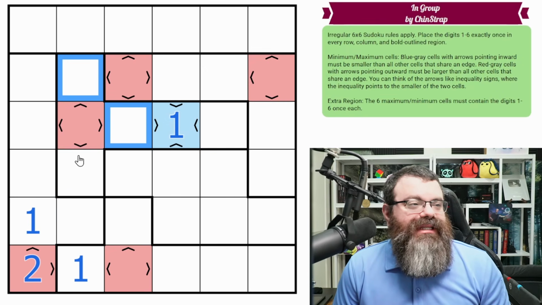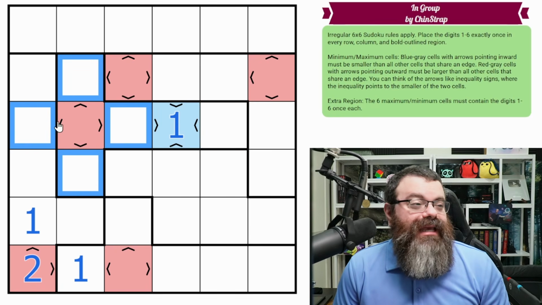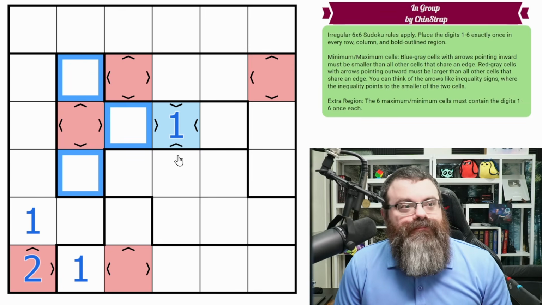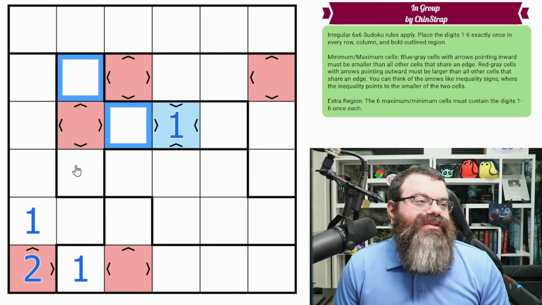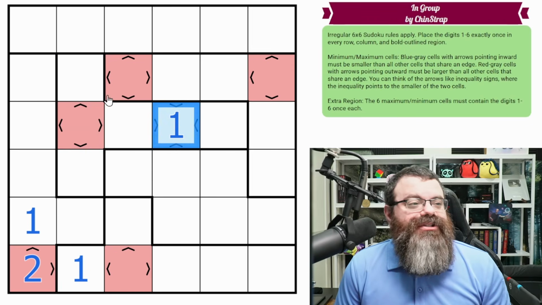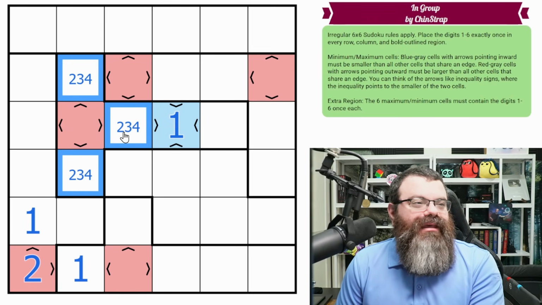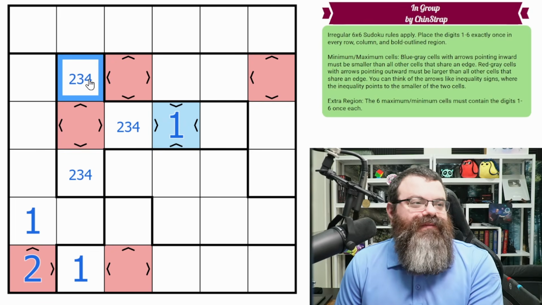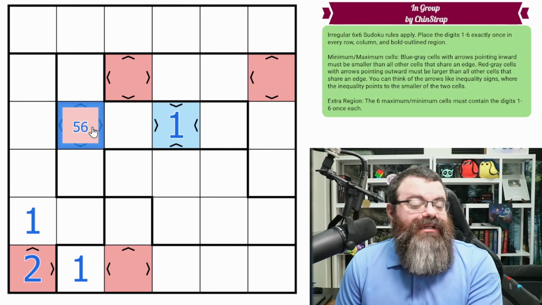1 in this region means that these are at least 2. So you'll notice this cell here has to be bigger than all 4 of these. And these 3, in fact all 4 of them, can't be 1. But these 3 all have to be different because they're part of the same region. And so the minimum I could put here is 2, 3, 4, which does force this to see a 4. And so this sees at least a 4, making it a 5 or a 6 only.